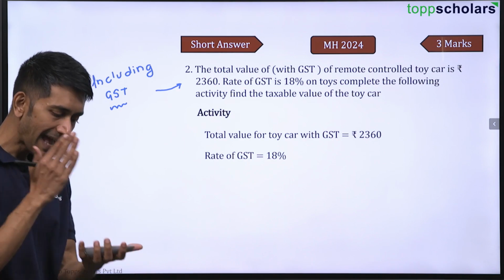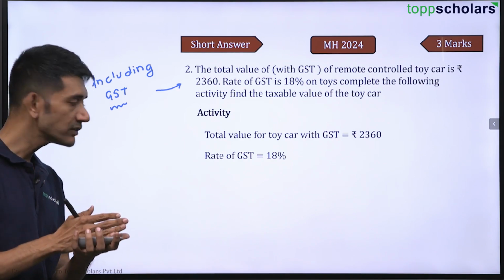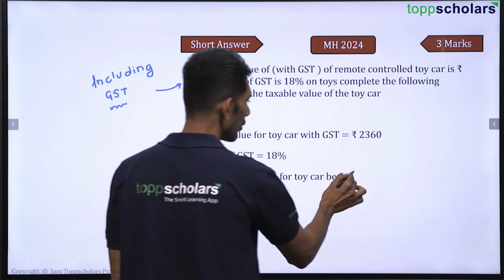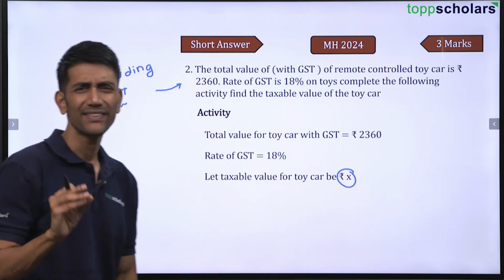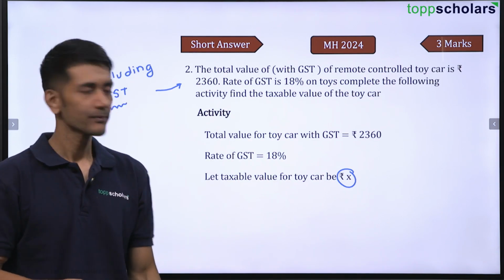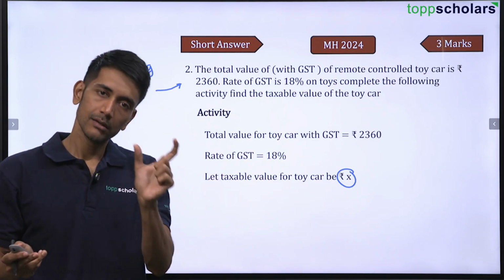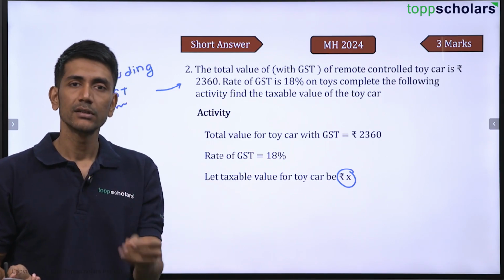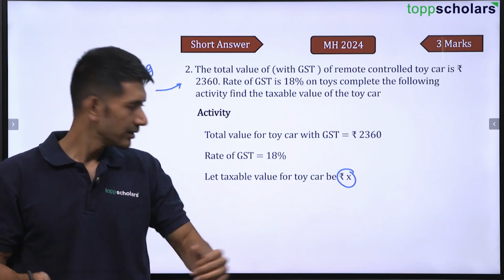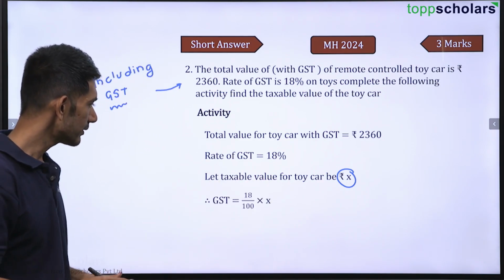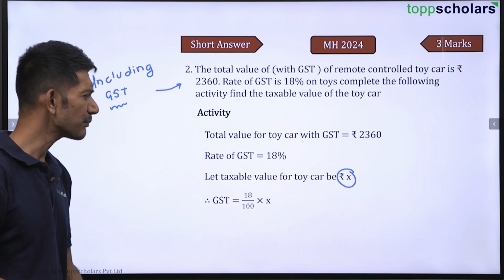So can I say the actual value plus GST is equal to the total value? So taxable value is how much we don't know. See, when they say taxable value, that means the actual price of the toy. Don't get confused. Whatever the price of the goods is, whatever the price of the item or article is, that itself is the taxable value. So can I say here, GST will be 18% of X.